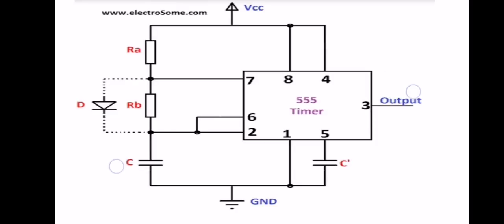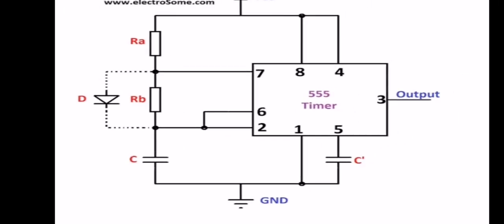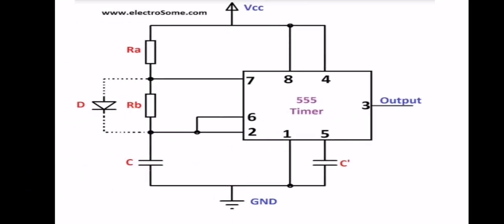Now I will show you this diagram. In this slide I will explain how the astable multivibrator works using the 555 timer. As you can see, in the circuit, pin 8 and pin 1 of the integrated circuit are used to give power.